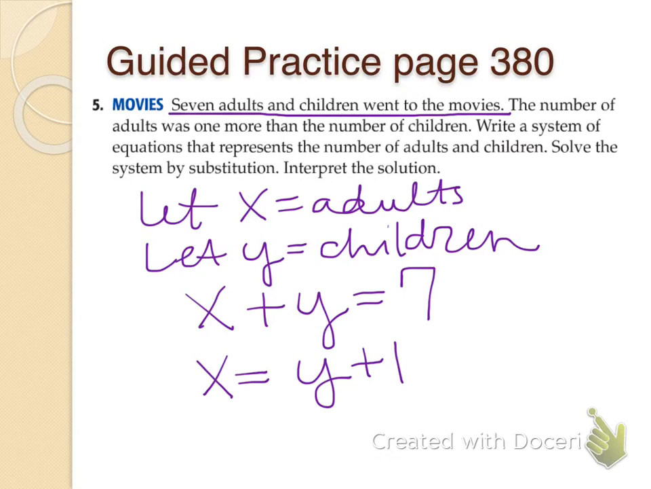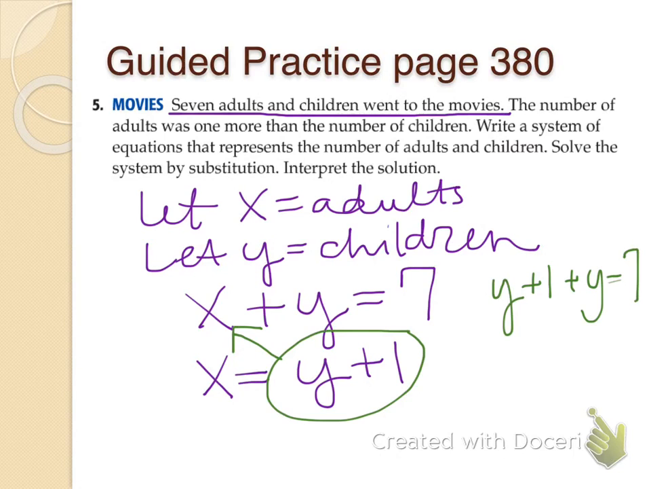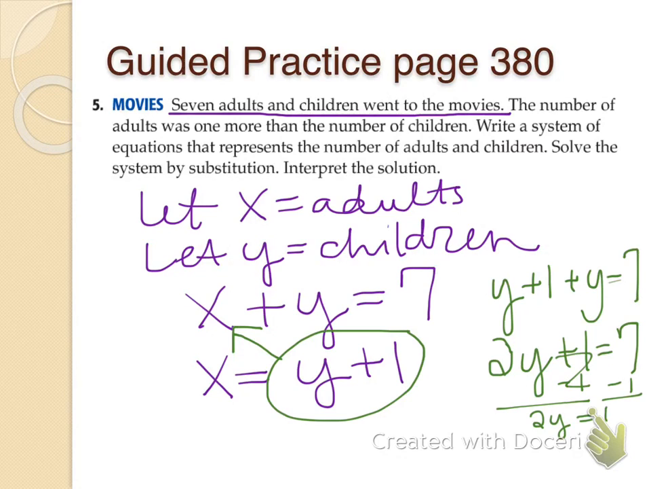All right, so now solving this, I'm going to take this y plus 1 that's equal to x and put it in the place of x. So y plus 1 plus y equals 7. All right, combining like terms, 1y plus 1y is 2y plus 1 equals 7. From there, I want to subtract 1. So I get 2y equals 6. Dividing by 2, y equals 3.